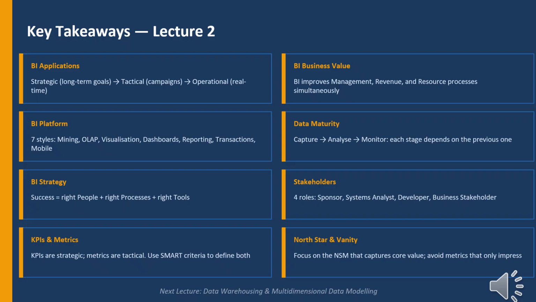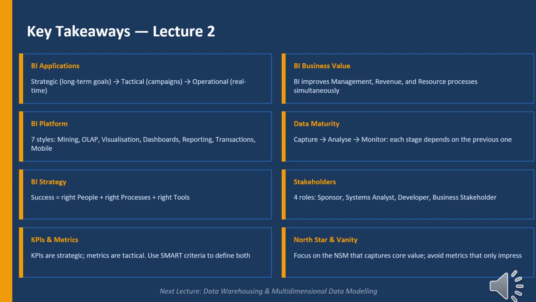Let me close with a summary of the 8 key ideas from today's lecture. BI applications. There are 3 types: strategic for long-term enterprise goals, tactical for short-term departmental initiatives, and operational for real-time process monitoring. Each serves a different user with a different time horizon. BI business value. BI does not create value in just one area. It improves management processes, revenue-generating processes, and resource consumption processes simultaneously across the entire organization.